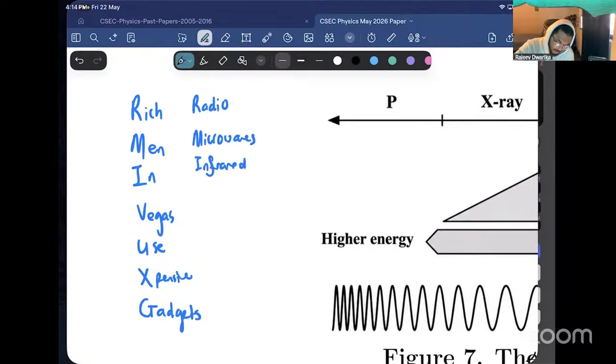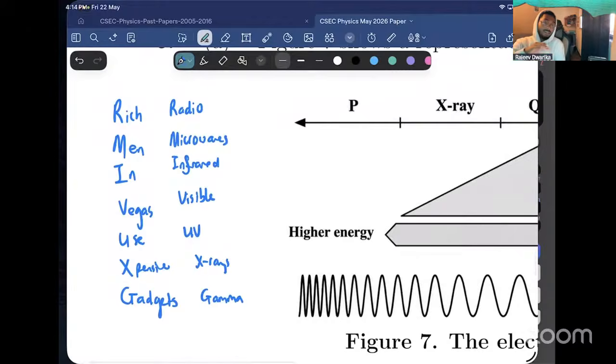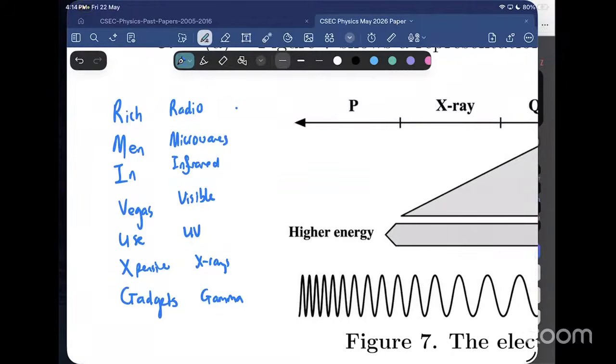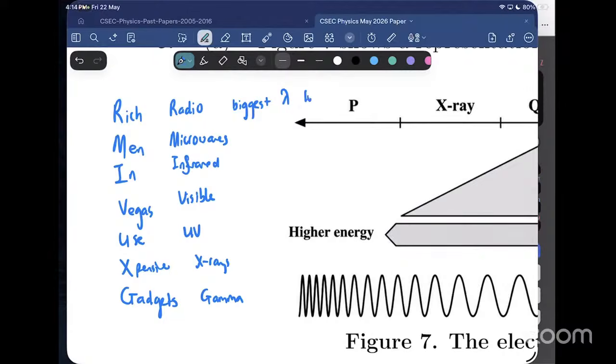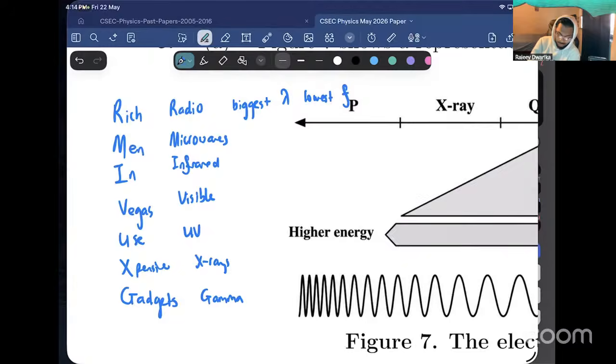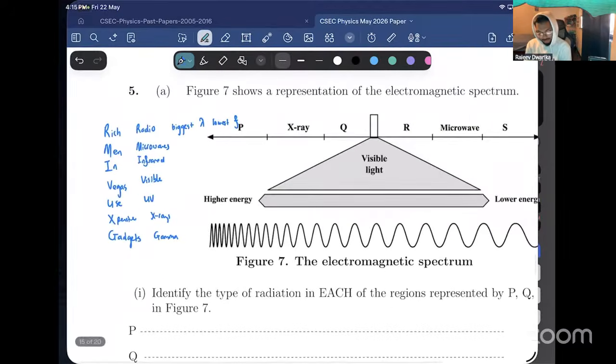Infrared, visible, ultraviolet, X-rays, gamma. Okay, which one has the longest wavelength? Radio waves. And are we talking about the inverse relationship? So if we have the biggest wavelength, they have to have the lowest what? Frequency. All right, so we know how to handle this then.